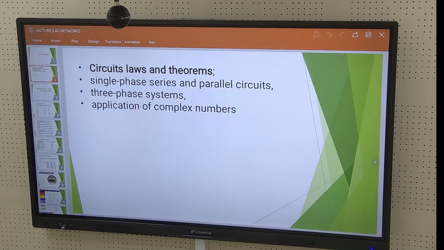DC circuits, remember. So here Ohm's law will be applied. The circuit also will have single phase series and parallel circuits. Also we have the three-phase system, and also the application of complex numbers in AC circuits. So you can see that the DC circuit is not as complicated as the AC circuit.